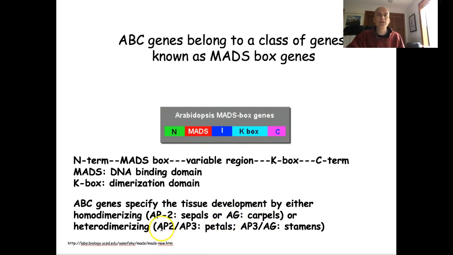But the heterodimers, where the B and the A class or the B and the C class are hybridizing with each other, binding with each other, that is a heterodimer. So two different proteins forming one complex. And so we have the AP2, AP3 that's producing the petals, or the AP3 and the agamous that's producing the stamens.